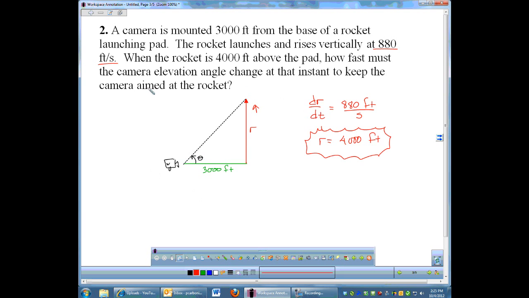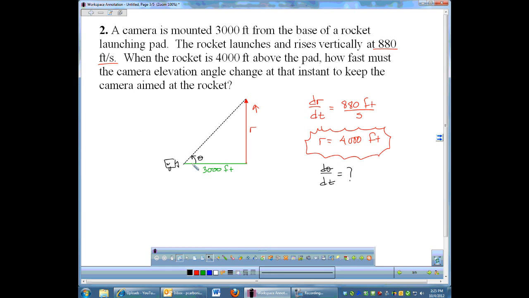Okay, so there's all of our information. We've got to come up with some formula to tie theta in with R, and we are looking for the rate the angle changes. So I need to make note that my end goal is to find d theta dt. And so we've got to come up with some kind of an equation.